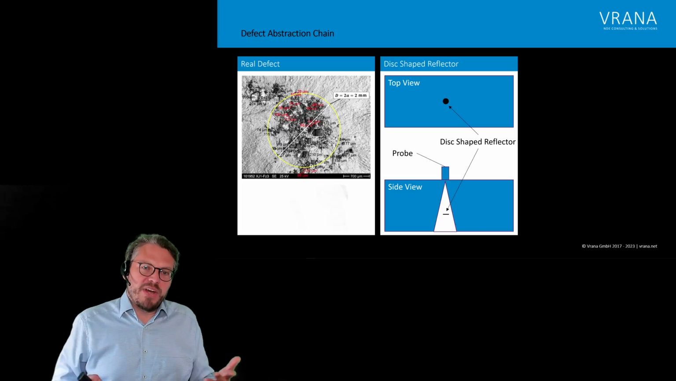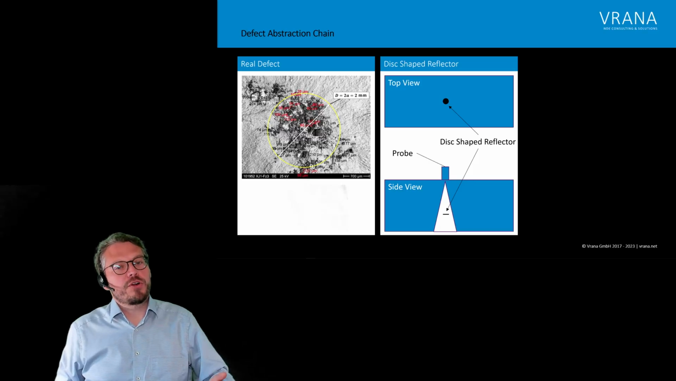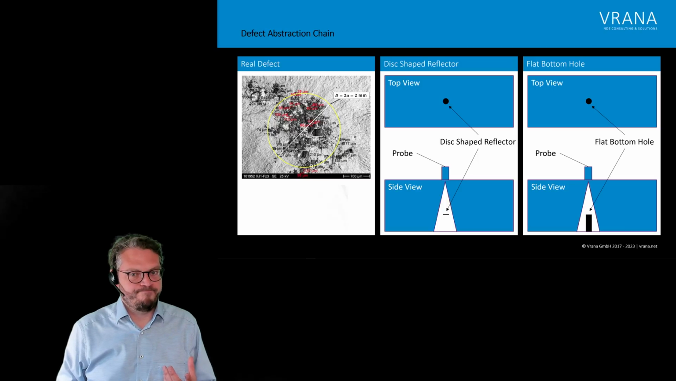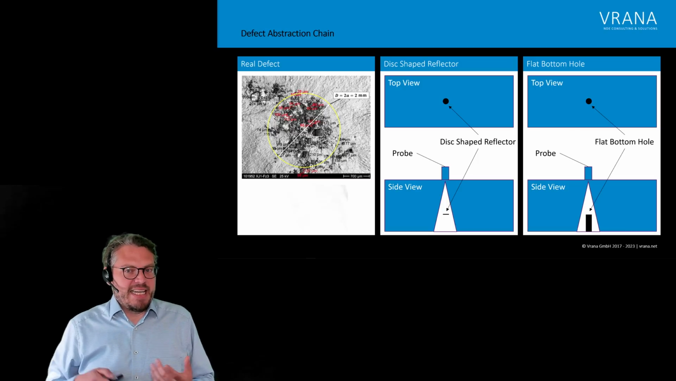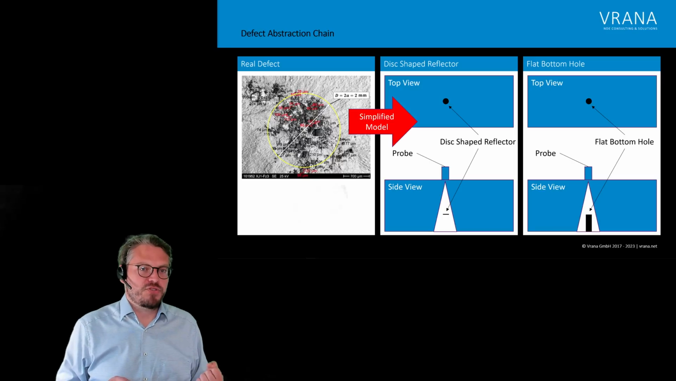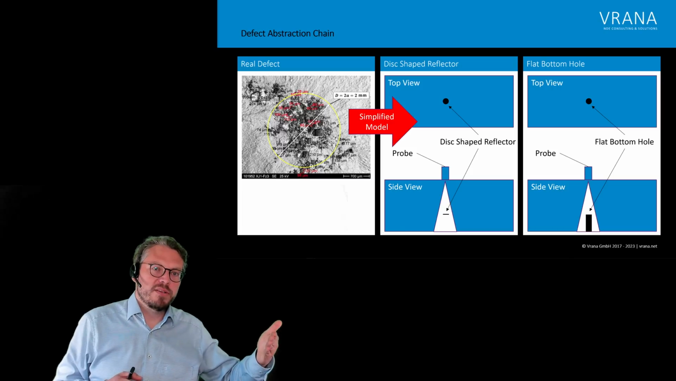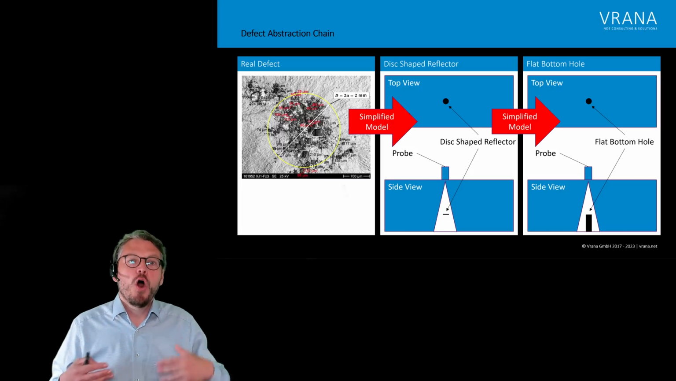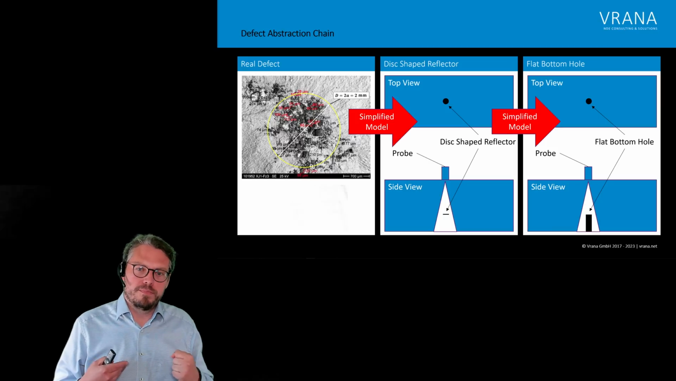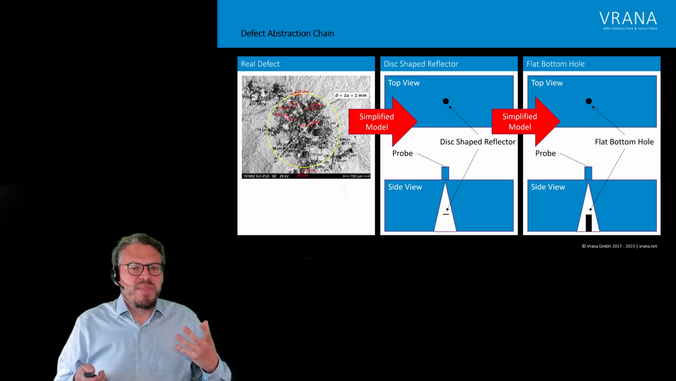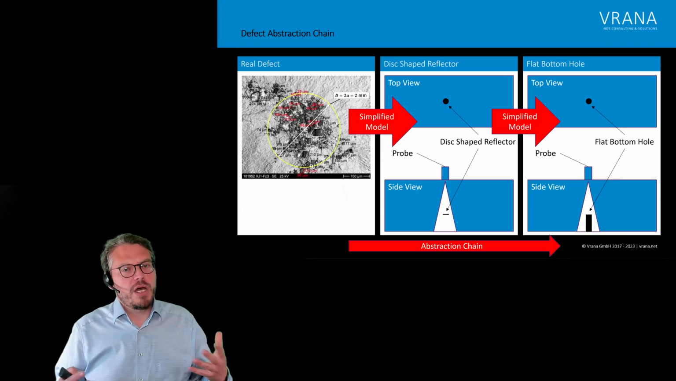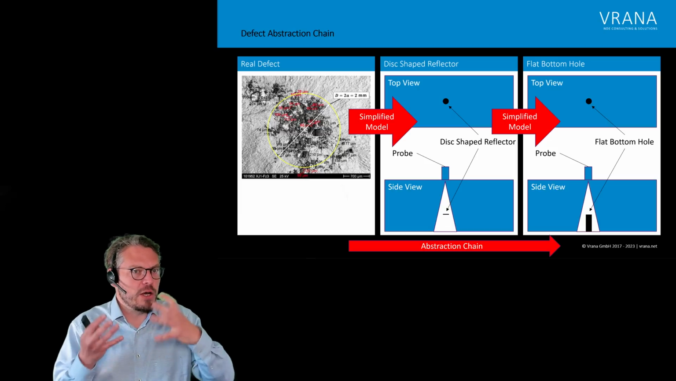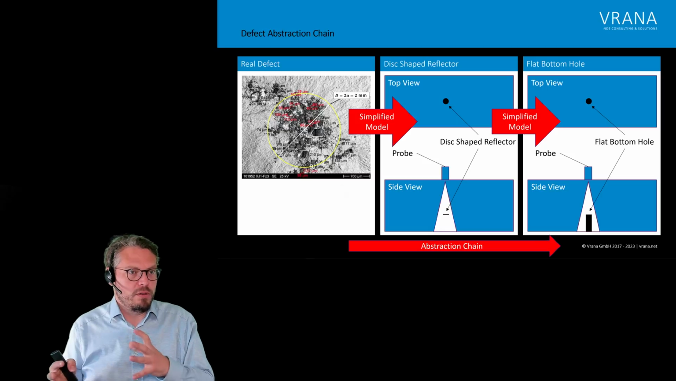Now, we cannot really manufacture disc-shaped reflectors, so we go one step further, because we can actually produce flat bottom holes. But here comes the problem. We have an abstraction chain. We have a simplification from the real defect to the disc-shaped reflector, and another simplification from a disc-shaped reflector to a flat bottom hole. So from that abstraction chain point of view, we already know that disc-shaped reflectors are closer to a real defect than a flat bottom hole.